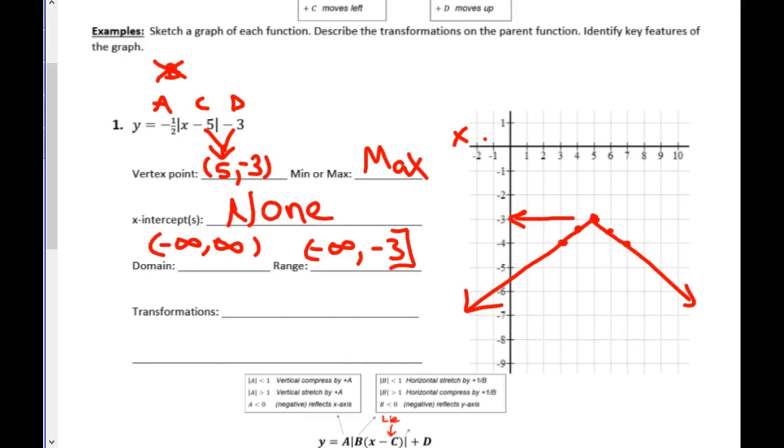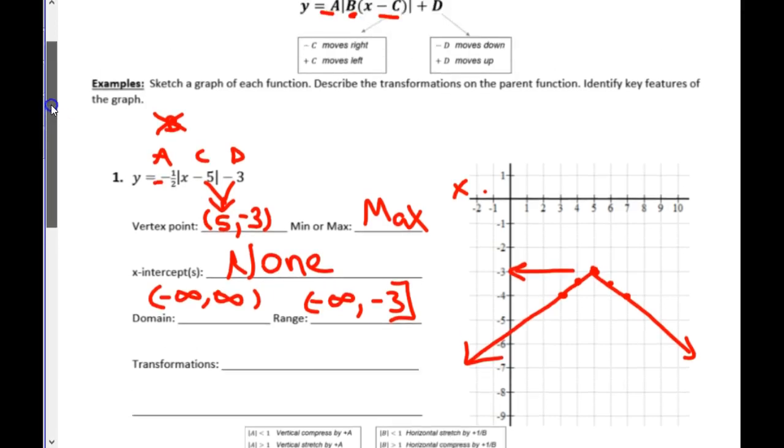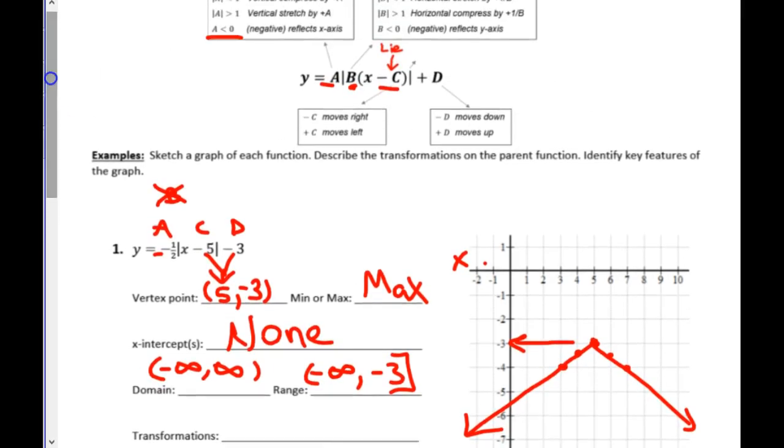Transformations, real quick. If A is negative, look up here. When A is negative, that means it reflects over the x. Write that down. Reflect over x.